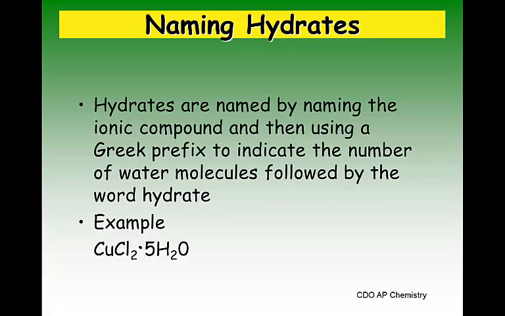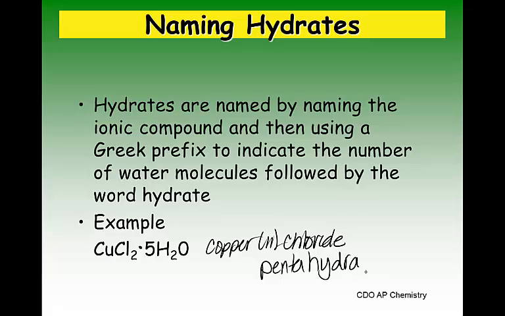So for this particular hydrate, we have copper 2 chloride. Remember, the copper has a +2 charge because it's with 2 chlorines, and we have to indicate that because copper could be 1 or 2. So it's copper 2 chloride. We have 5 waters, so that's pentahydrate. Now, when these formulas are written, they're written with the ionic compound followed by a little dot and then 5H2O. That is not a multiplication sign. That just indicates that the 5 waters are incorporated into the copper chloride crystal.